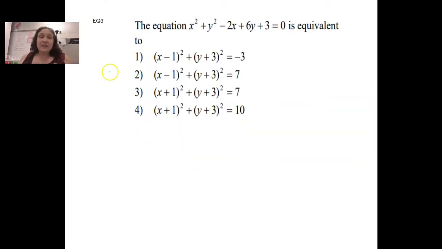Okay, here is another example. I'm going to just show you the little hack way to do this problem. First of all, we're going to look at our x's. So I'm just going to put a box around here and here.